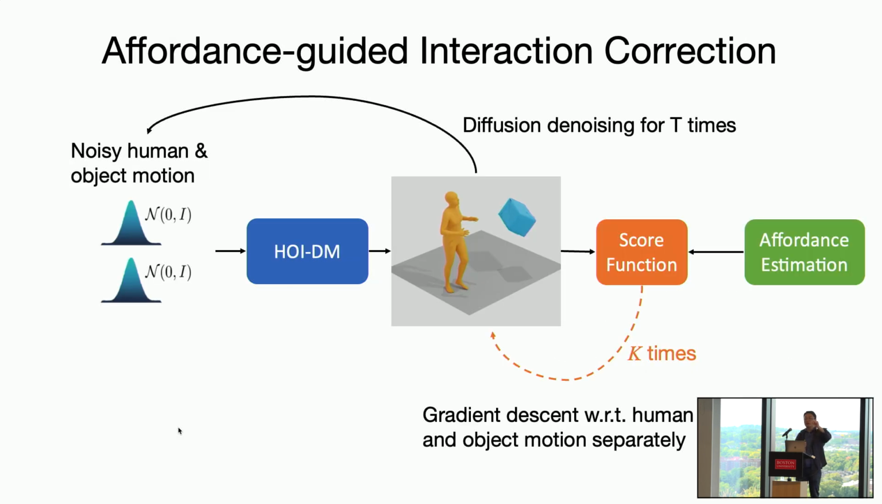To compute this score function, we need some actual information about how a human can interact with the object. For example, for a box, a person can sit on it, can kick it, can hold it up. There are different ways to have contact with that object. So we choose to train another diffusion model. I'm going to skip it for the sake of time, sorry about that.